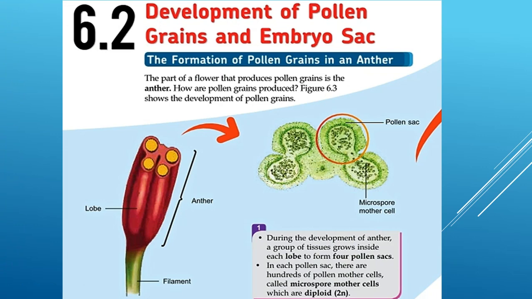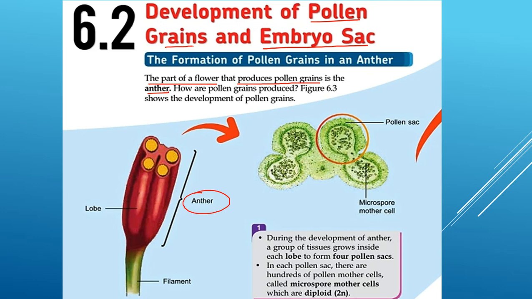So, developments of pollen grains and embryo sac. Pollen grains are for the male, embryo sac is for the female. The formation of pollen grain first. The part of a flower that produces pollen grain is the anther. So this is the anther. The anther is the part of the flower that will produce pollen grain. So how is pollen grain produced?